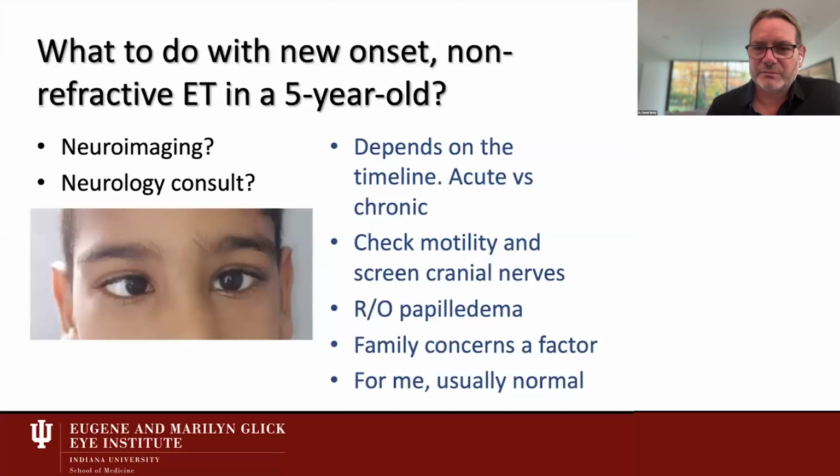When I see these kids, I want to make sure that their motility is normal, that there's no evidence of a 6th nerve palsy. If you have evidence of a 6th nerve palsy in a kid, that warrants neuroimaging in my book. And then you want to do a rough screening of the other cranial nerves and make sure that nothing seems out of the ordinary. And then you want to do a dilated exam and make sure they don't have papilledema. Now, if all those things check out, then I think that the neuroimaging becomes optional. And you kind of have to listen to the family's concerns, and see how much time has gone by and make a decision as to what you're comfortable with. In 27 years, I don't think I've ever seen a 100% healthy, normal kid with acute onset ET where I found anything dramatic on the imaging. So you want to be careful with these kids, but usually the workup is going to be negative, fortunately.